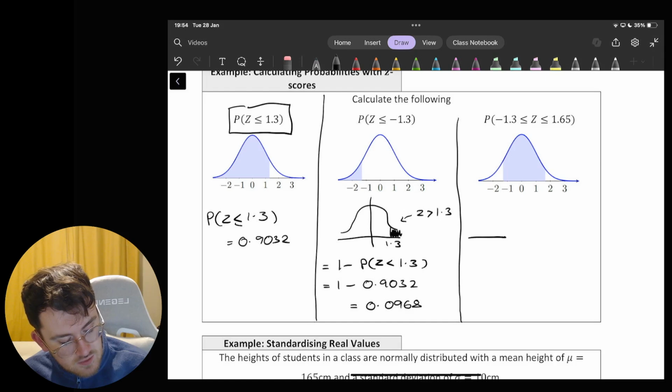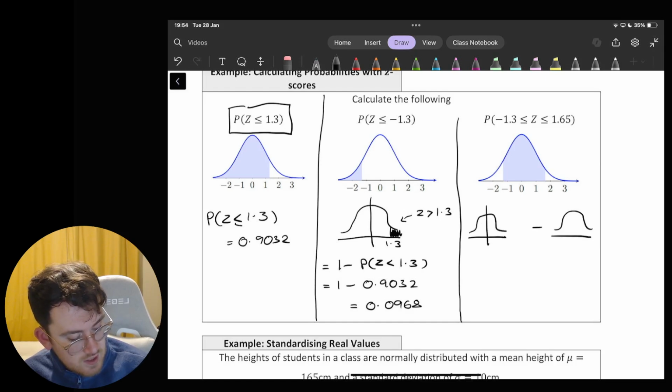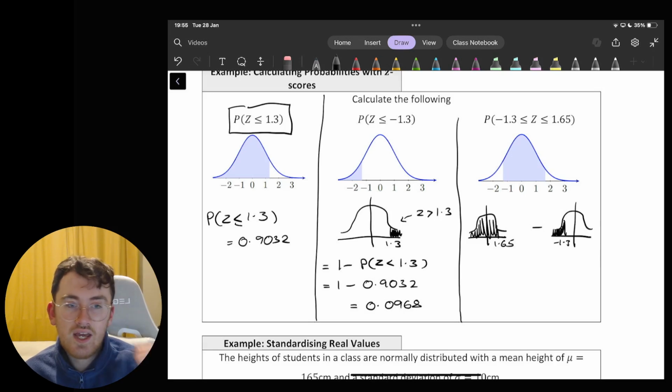The last example we have here is the probability that it's between two particular z-score values. If I was to reduce this down myself, I might do some quick sketching of the areas that I want to consider. I want to consider everything below 1.65, and I want to then subtract anything to the left of minus 1.3. That will give me the blue area that I have identified in the question here.